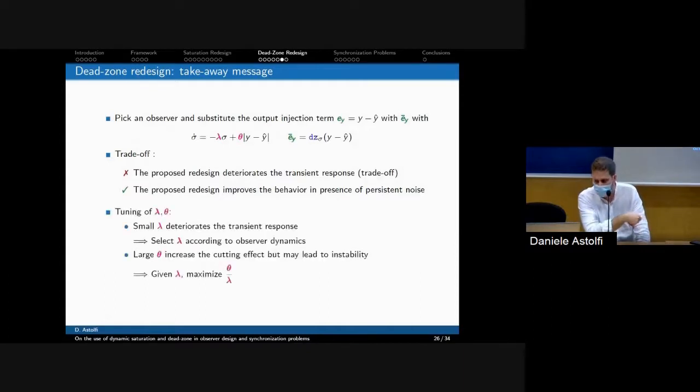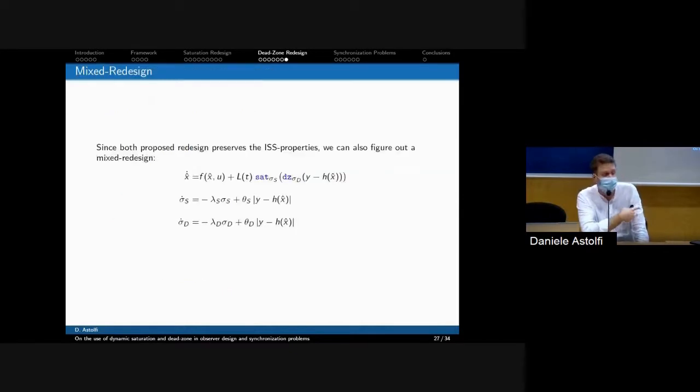And concerning the tuning, again, lambda is how fast you adapt the level of the dead zone. So you would like to select lambda according to the observer dynamics. And then the larger theta is, the larger the cutting effect. So if you cut too much, you lead to instability because you don't give the right signal to the observer when you really have to correct because your initial conditions are far. So you have to tune this a little. This is another possibility, of course, because since you preserve the ISS condition and the output growth condition, you can also mix the two approaches and apply first dead zone and then saturation in order to improve with respect to both kinds of perturbation with two different adaptations.